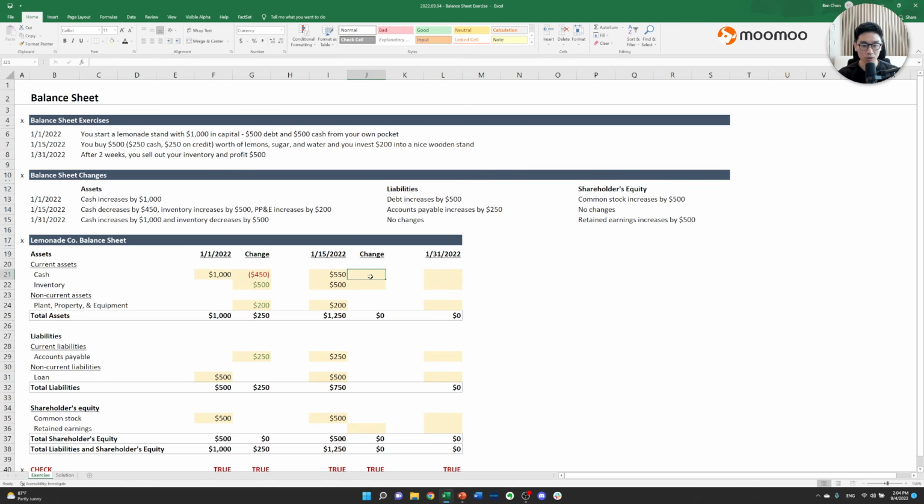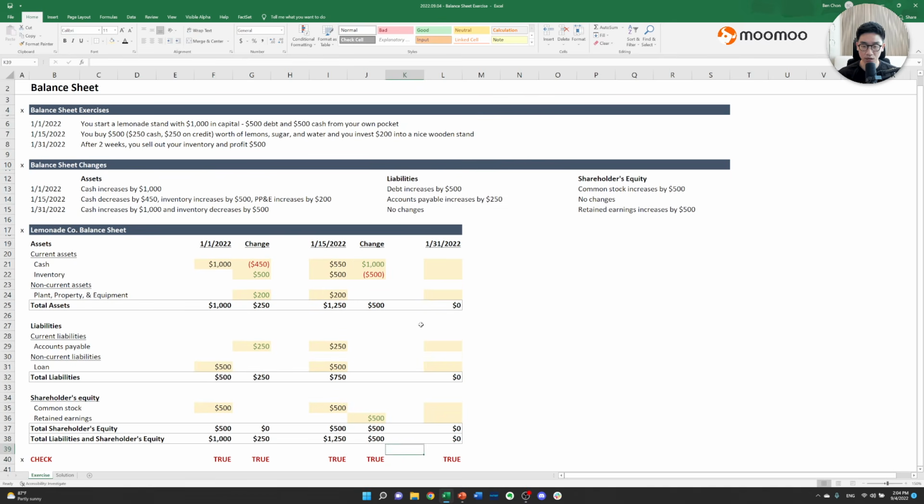So let's see what happens to your balance sheet. Your cash increases by $1,000. Your inventory decreases by $500. And then your retained earnings increases by $500, right? And again, you can see that everything balances, so we know we're correct here.